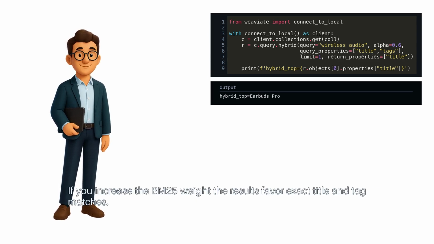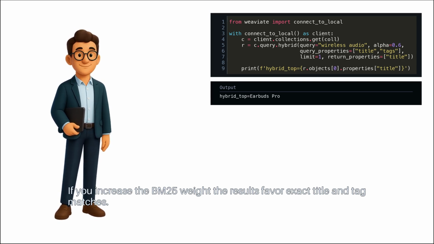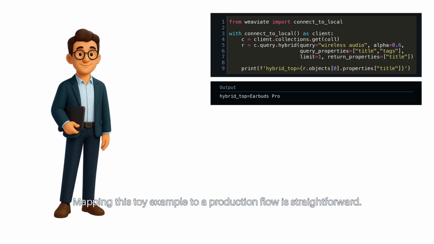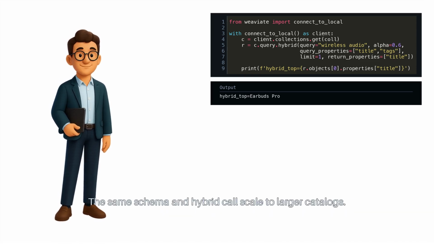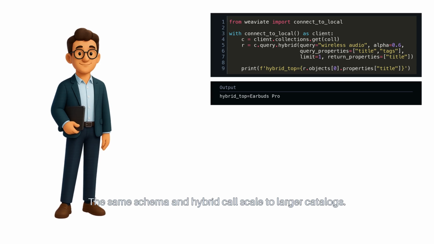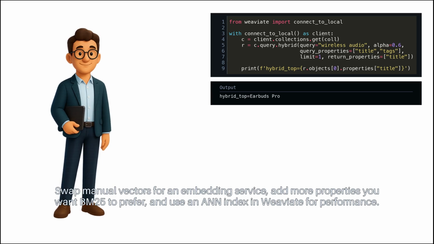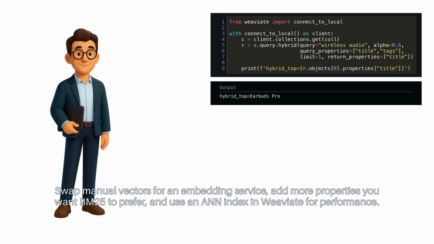As you increase the BM25 weight, the results favor exact title and tag matches. If you increase the vector weight, the ranking moves towards semantic neighbors. Mapping this toy example to a production flow is straightforward. The same schema and hybrid call scale to larger catalogs. Swap manual vectors for an embedding service. Add more properties you want BM25 to prefer. And use an ANN index in Weaviate for performance.